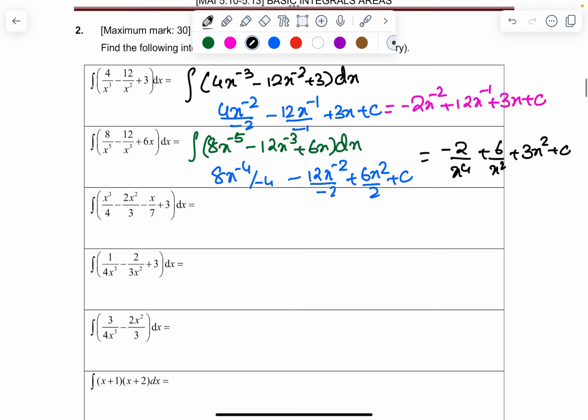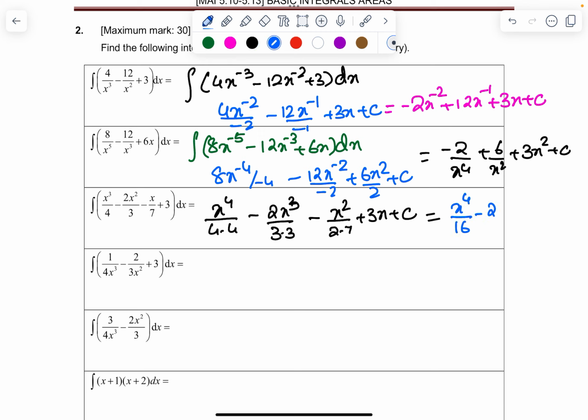Next one, write it down in the standard form first. All are in standard form. Directly I can write x to the power of 4 upon 4 times 4 minus 2x cube upon 3 times 3 minus x square upon 2 times 7 plus 3x plus c. So my final answer is going to be x to the power of 4 upon 16 minus 2x cube upon 9 minus x square upon 14 plus 3x plus c.